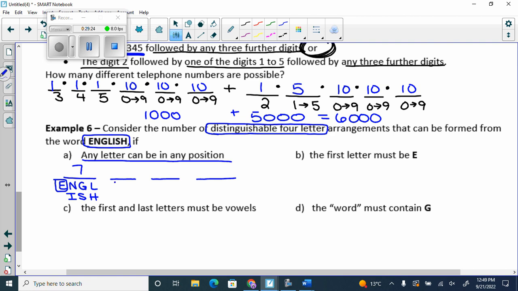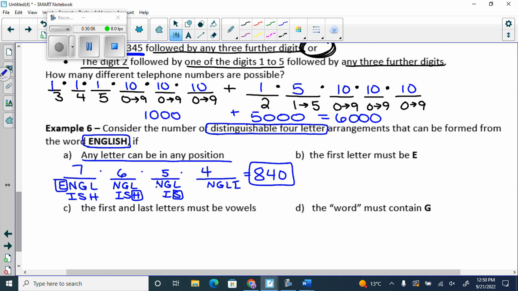So now I have N, G, L, I, S, H. So now I have 6. Say I keep the H. And I have N, G, L, I, S, which is 5. Keep the S. Then I have N, G, L, I, which is 4. And then I multiply that. So there are 840 different distinguishable words that I can make out of English. 4-letter distinguishable words, I can make 840 ones that look different. Okay?